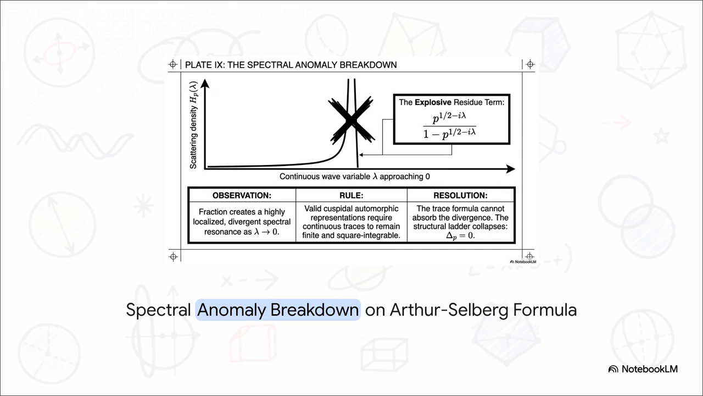Because of the positive exponent as the continuous wave variable λ approaches 0, it creates a highly localized, divergent spectral resonance. The rigid rule here is that valid representations require continuous traces to remain finite and square integrable. The trace formula simply cannot absorb this divergence, which once again forces the structural ladder to collapse to 0.